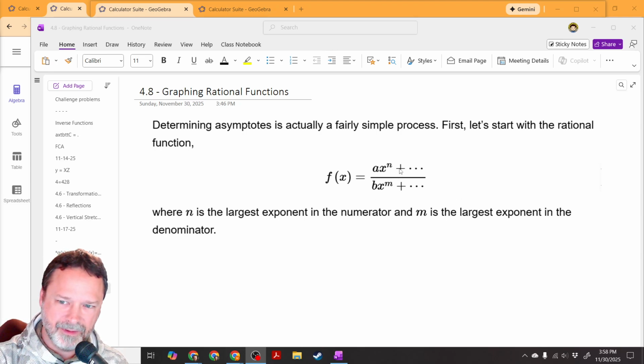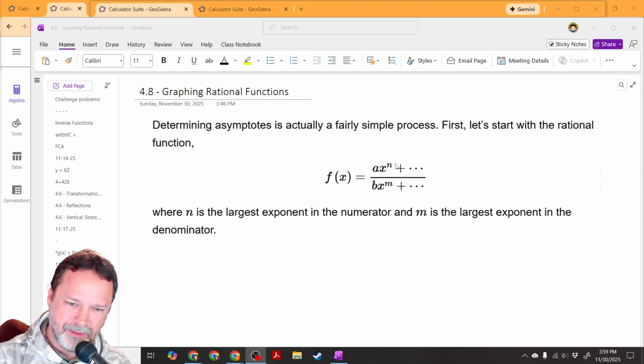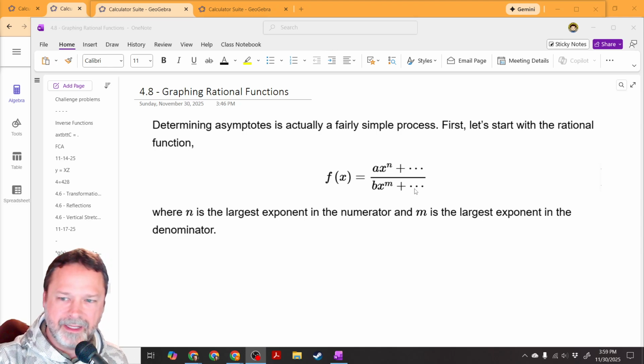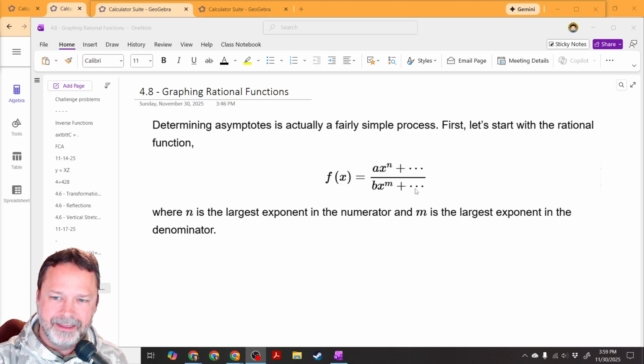So in this case, we're looking at a rational function where the polynomial in the numerator is of nth order, and the polynomial in the denominator is of order m. So the highest power of x would be m in the denominator, and the highest power of x is n in the numerator. It's a rational function as long as the denominator is not 0. Most definitions are going to include that, and we will assume that as well.